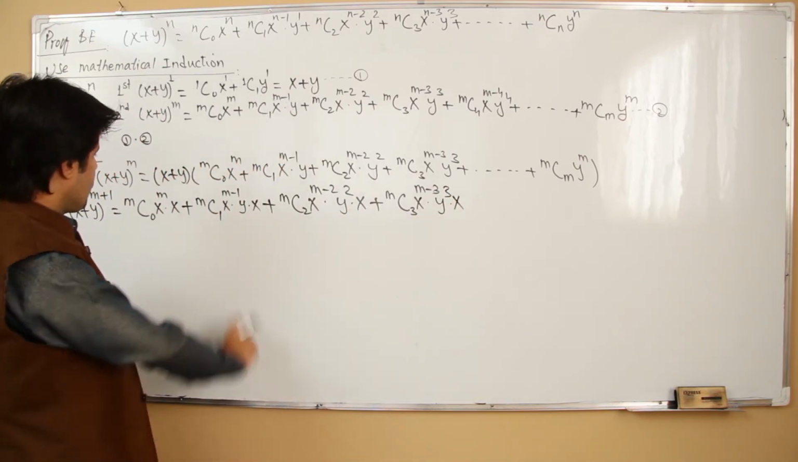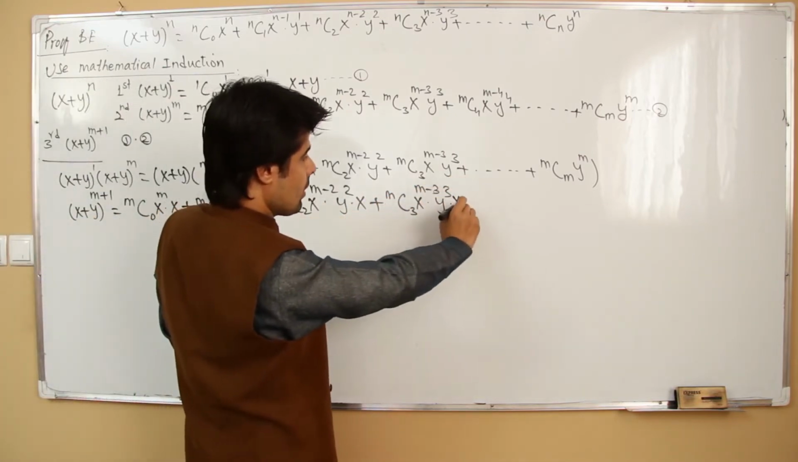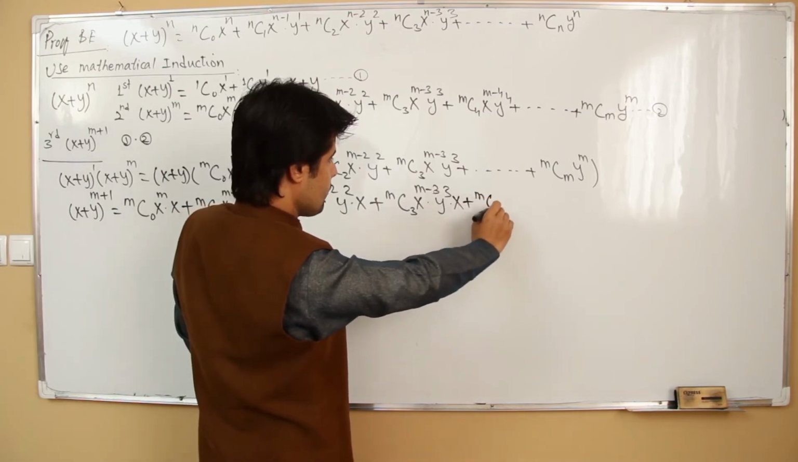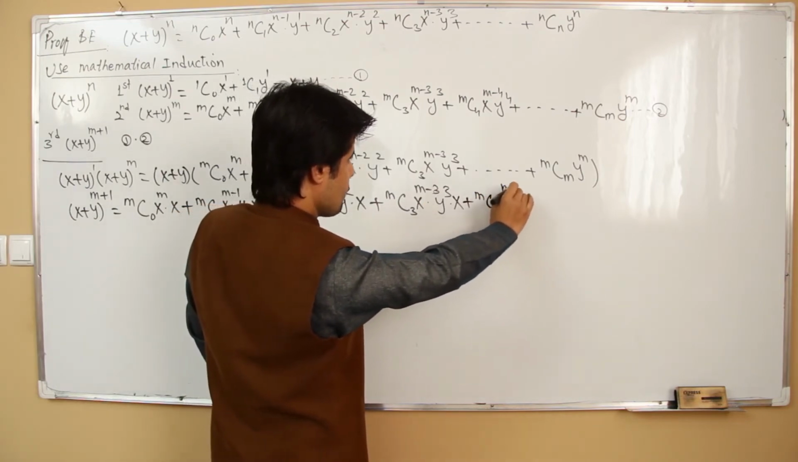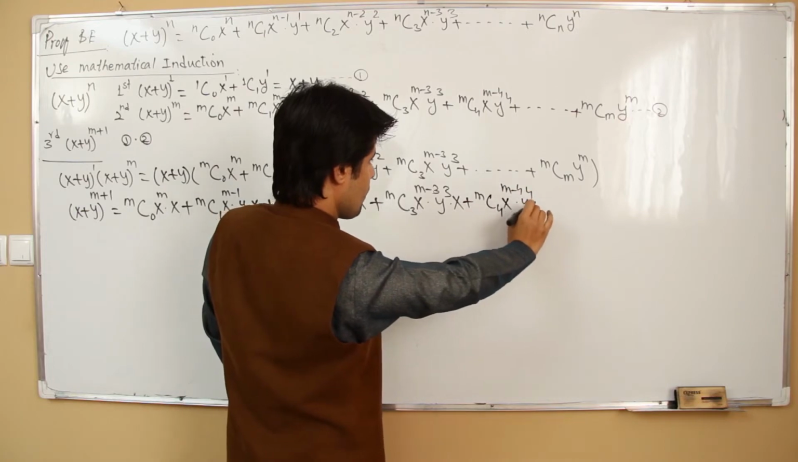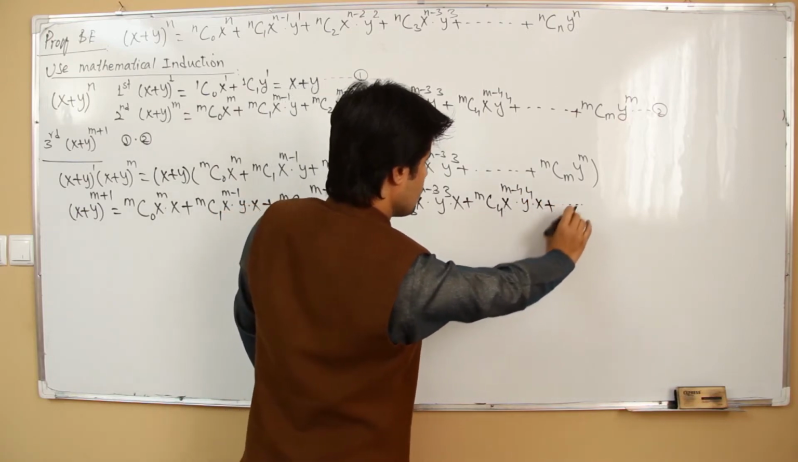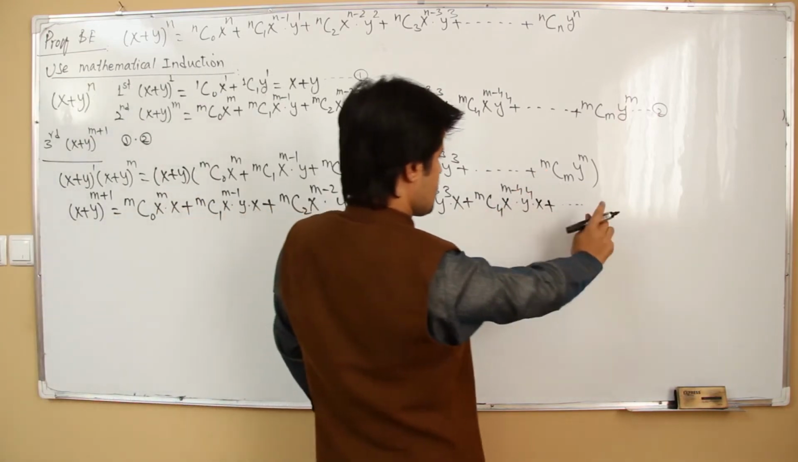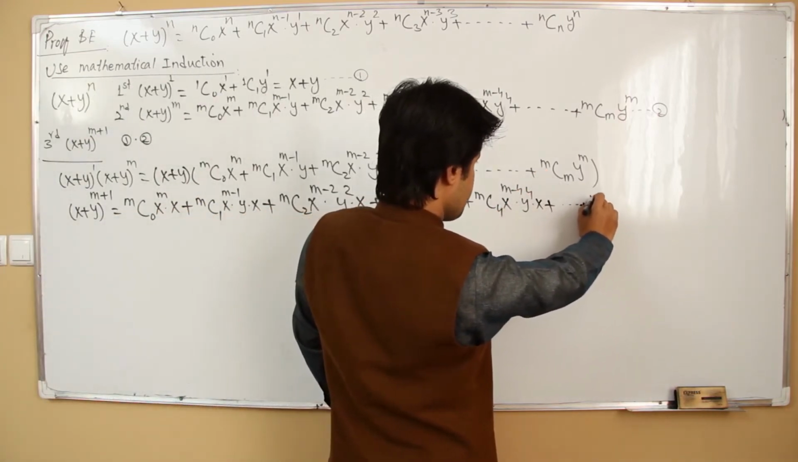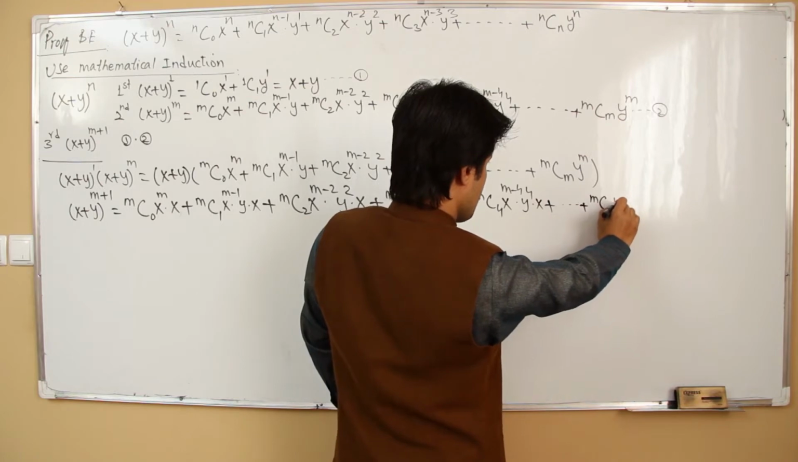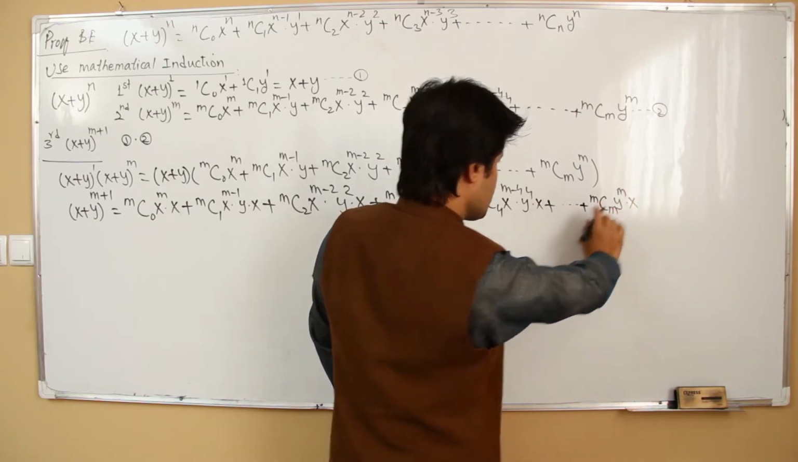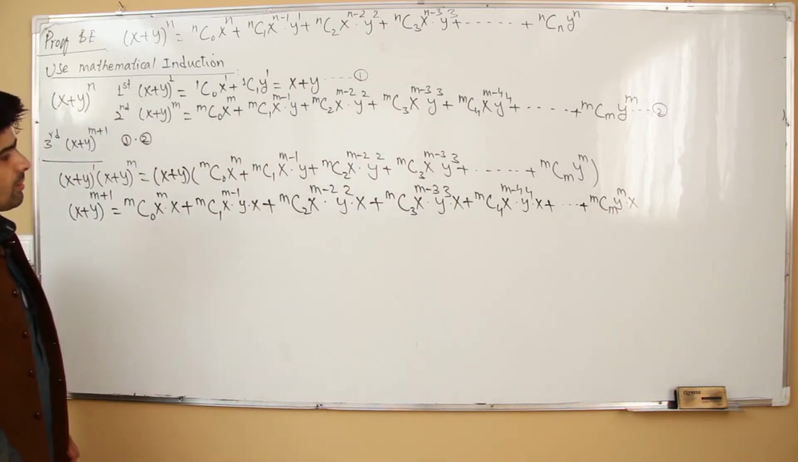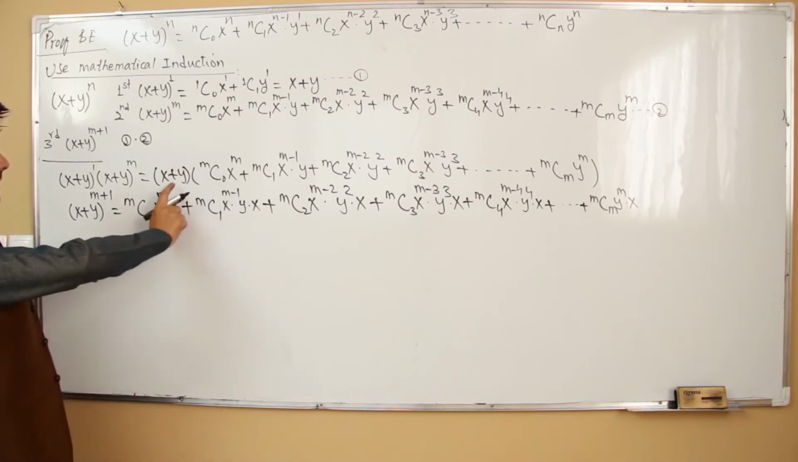Like this one, we have another term here, mc4 x to the power m minus 4 y to the power 4 times x, up to this one. x should be multiplied with this one, plus mcm y to the power m with x. The first term is finished. Now come to the second one.